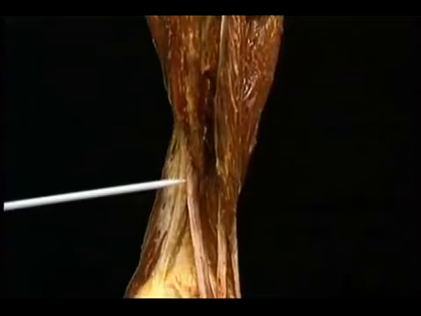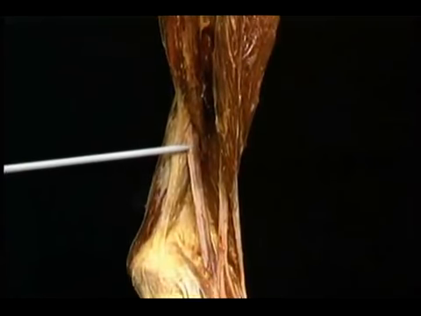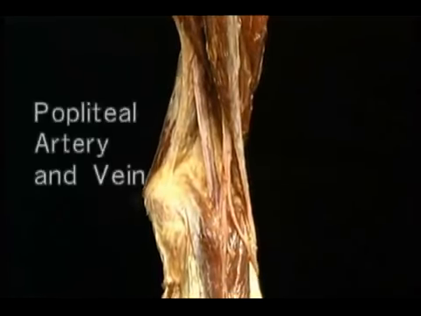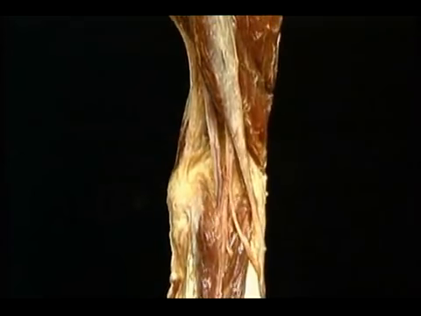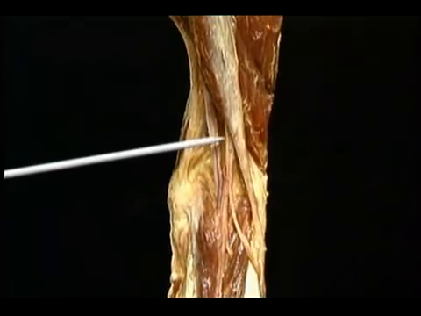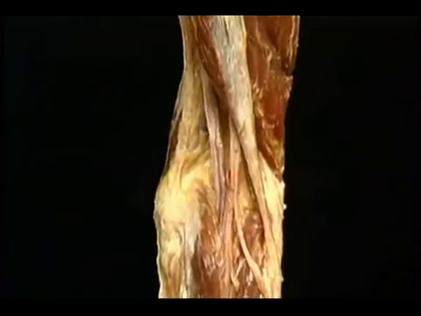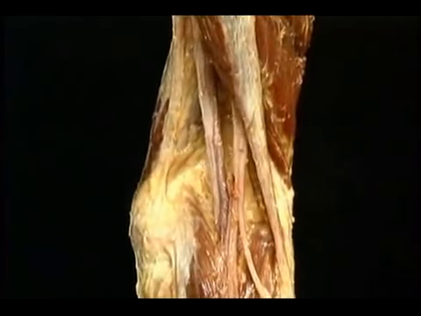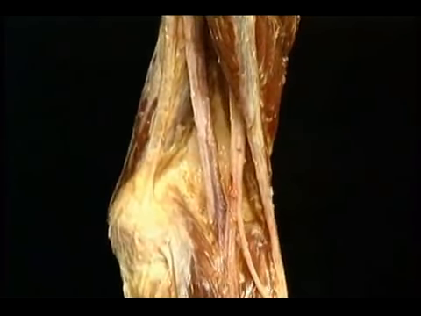and go round to the back. Here are the vessels emerging behind adductor magnus. They're now known as the popliteal artery and vein. A little above the knee, the popliteal vessels are joined by the sciatic nerve. At the back of the knee, the popliteal artery lies deep to the nerve and to the popliteal vein.